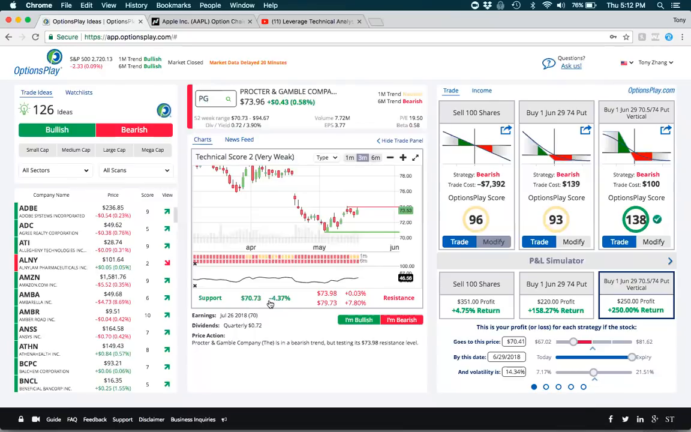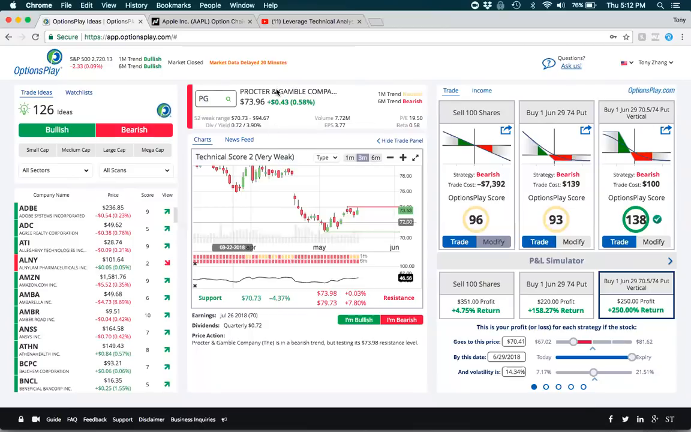Is there a way I can check the effect of a trade on margin? So that's a slightly different question. I'm happy to answer that. If you just shoot me an email afterwards to info@optionsplay.com, I'm happy to answer that question. I just want to keep the questions to technical analysis and options trading for right now. Any other questions? Looks like I'm at the end here.